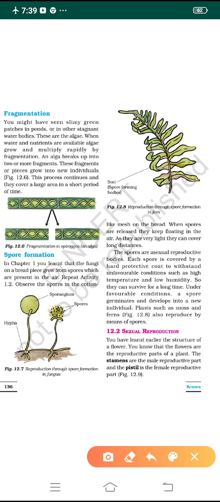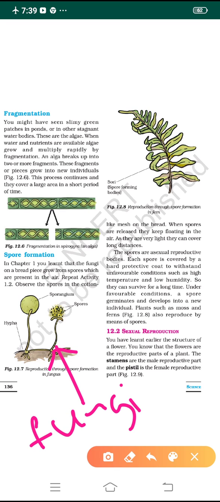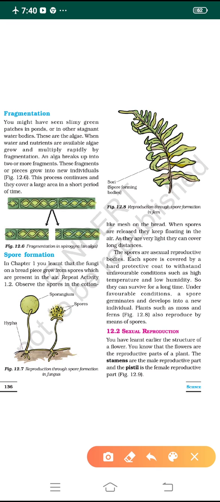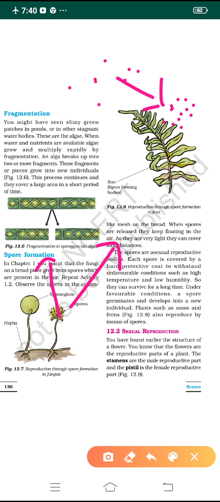Here in the structure you can see reproduction through spore formation in fungi. You can see the fungus structure here. This is the hard coat that we call the sporangium, and the bottom structure is called the hypha. Inside the sporangium you can see the spores, these dot-like structures. When the sporangium is broken, you get the spores, and they spread out in the air, floating. When they come in contact with a food item, they attach to it, get their nutrients from it, and survive like this.